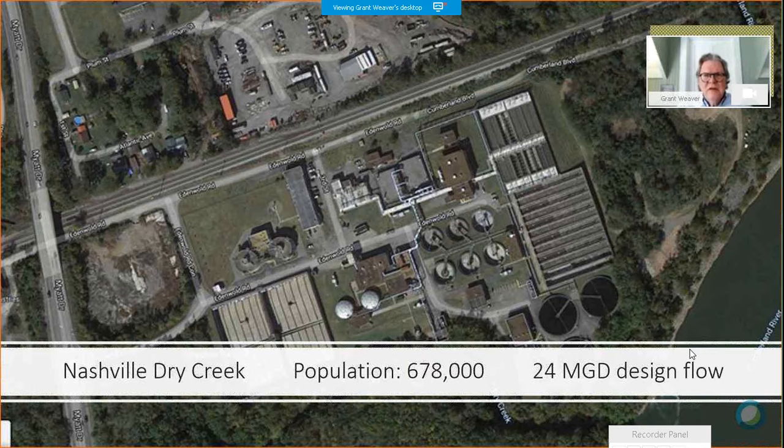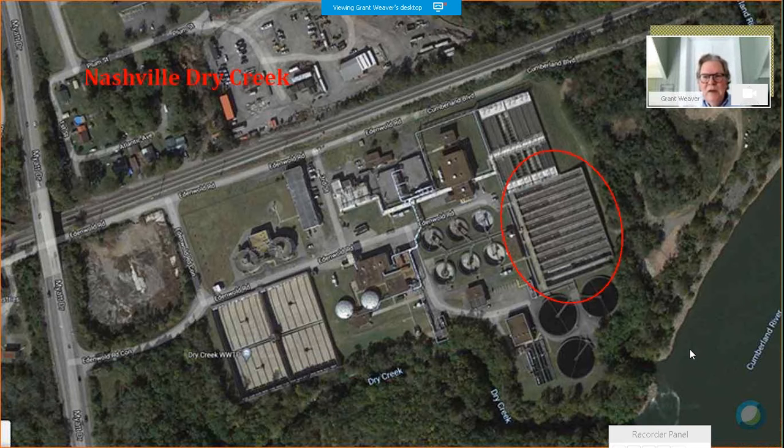Unless there's any questions or comments. Hearing none, we're going to go to Nashville. Actually, I think this is in Madison, this facility, just to the east of Nashville, a little bit north maybe. It's Nashville's second biggest plant, 24 MGD facility.